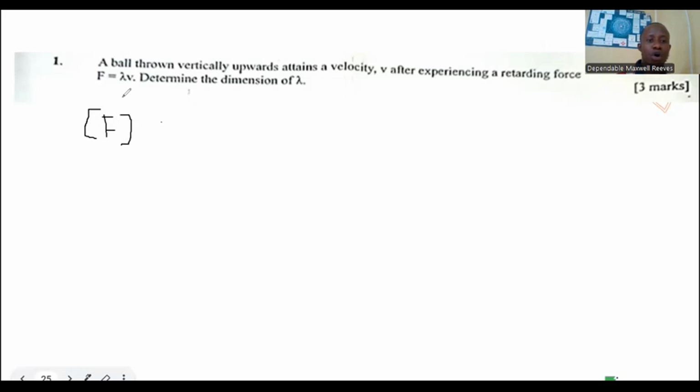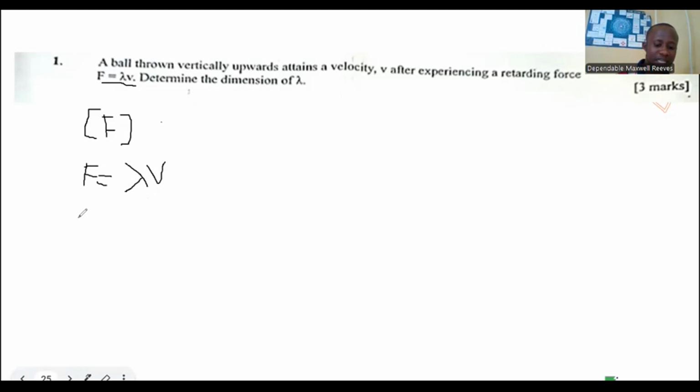Now, in this question given to us, we were asked to determine the dimension of lambda. So the first thing here is for us to make lambda the subject of the equation. The equation is F is equal to lambda times V. So when we make lambda the subject, we divide both sides by V, and we will have lambda equal to F over V.